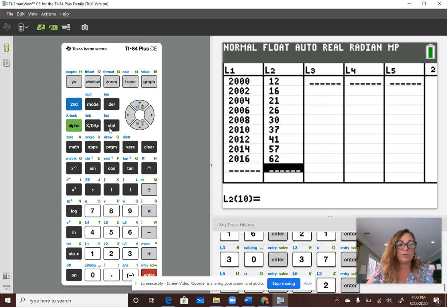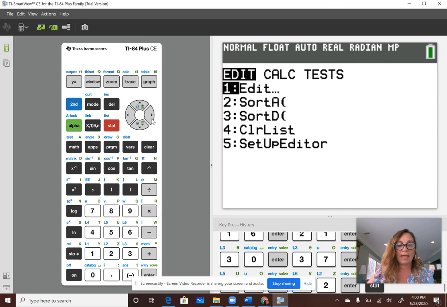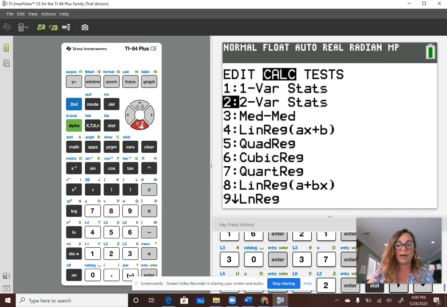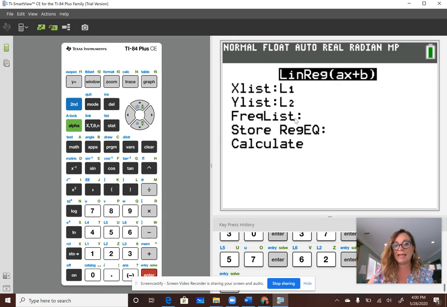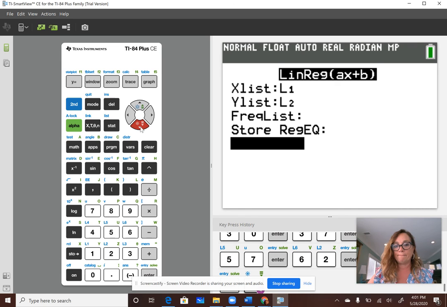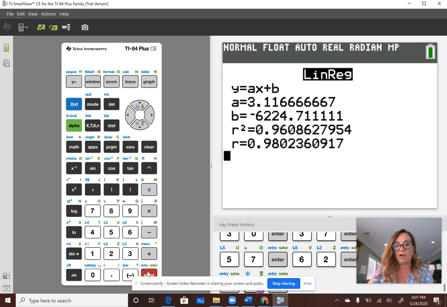Okay, so you do stat, calc, lin, reg. To get the correlation coefficient, your diagnostics have to be on. Okay? If they're not on, that's under catalog. Catalog is above the 0. Okay, so write the linear regression equation.